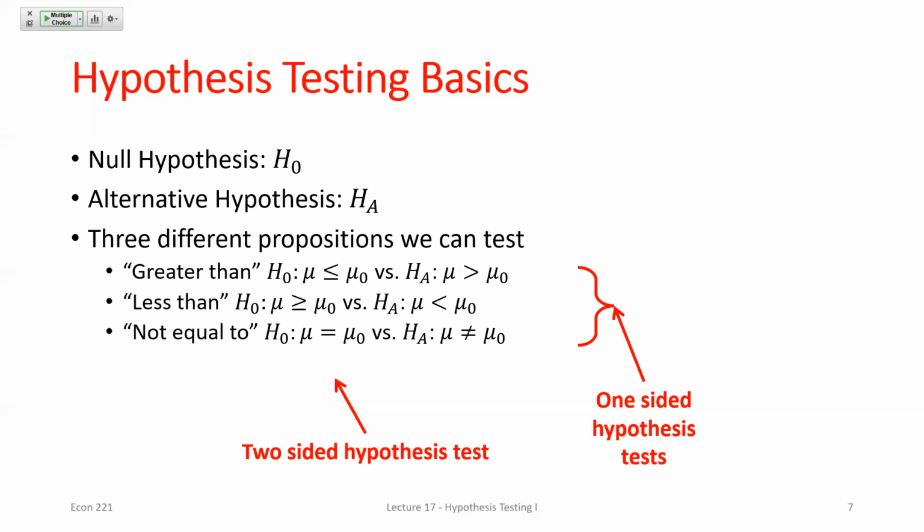Because there, if I assume that the average income is equal to 50,000, then if I see a sample mean of 45,000 or a sample mean of 55,000, those both would go against my null. Whereas with a one-sided test, only one of those would, because I'm only considering one direction. Any questions? Clarification?